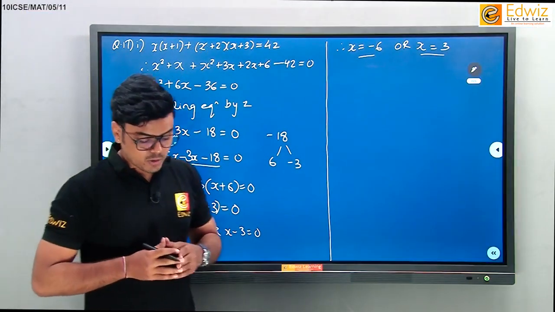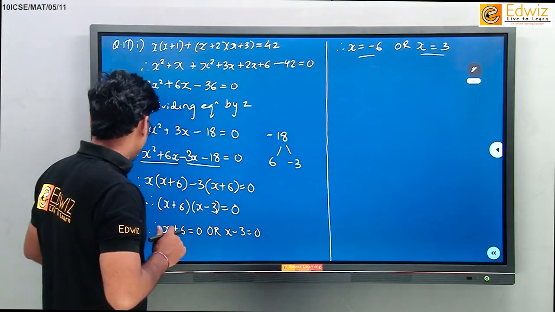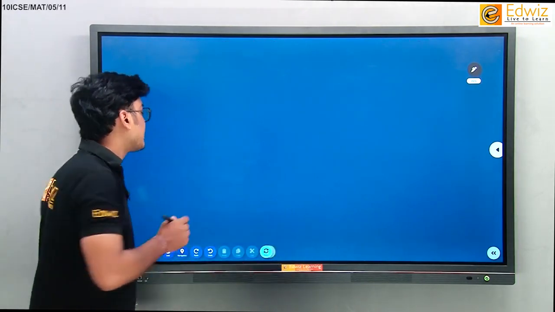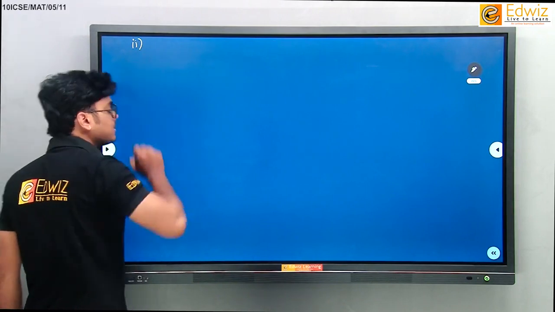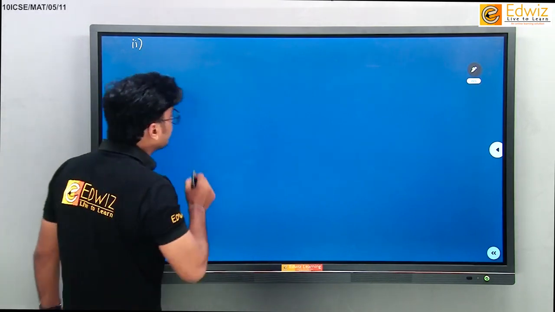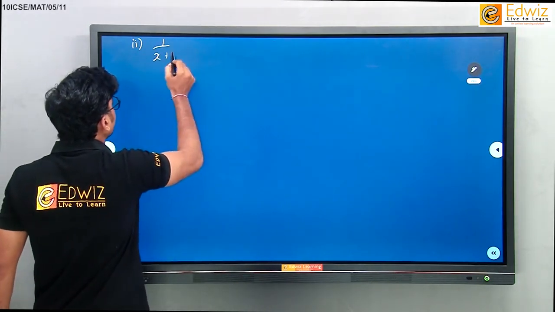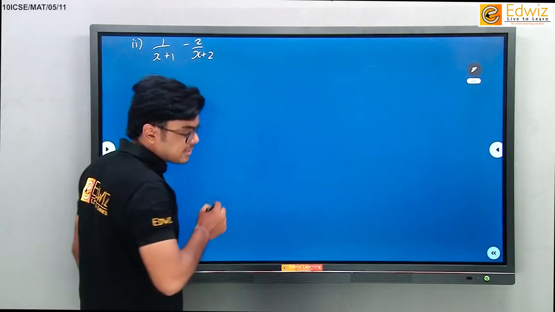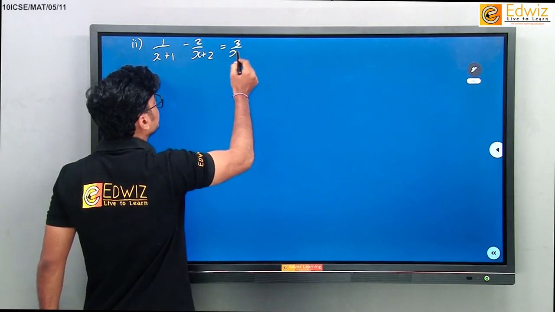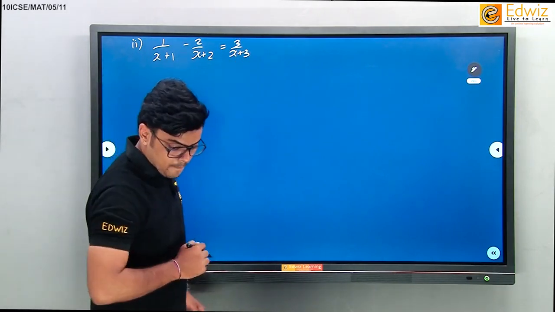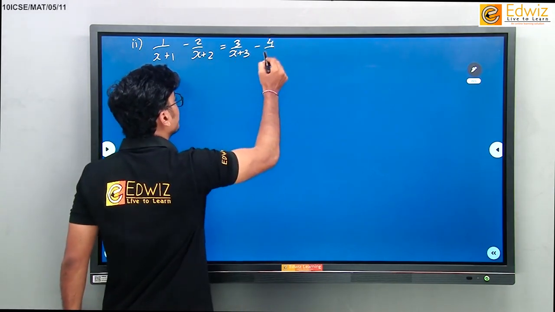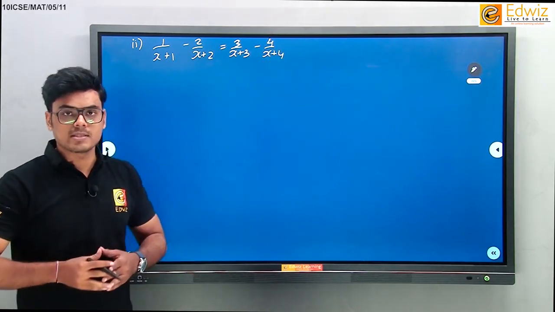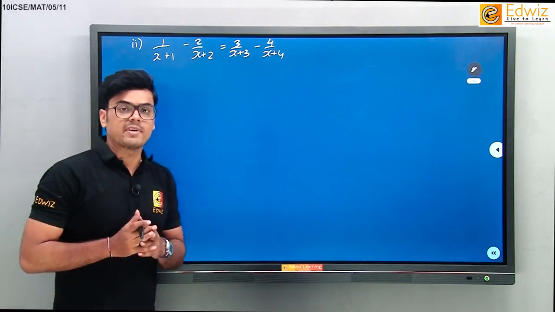Alright students, moving on to the second sub question, that is question number 17, second equation. It is 1 upon x plus 1 minus 2 upon x plus 2 equals to 3 upon x plus 3 minus 4 upon x plus 4. Okay, again we just need to simplify this, bring it to its standard form. So cross multiply the fractions.